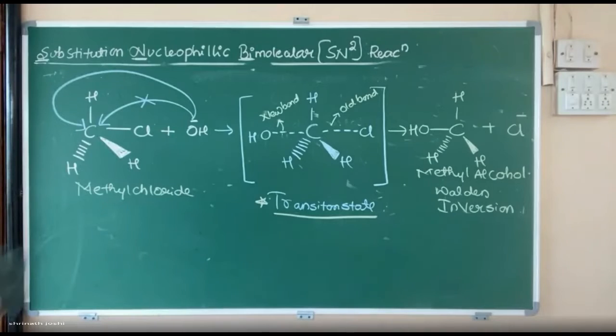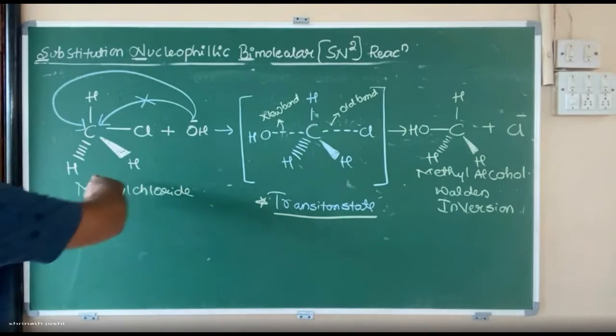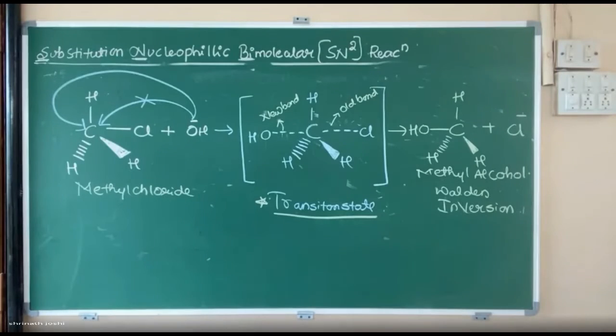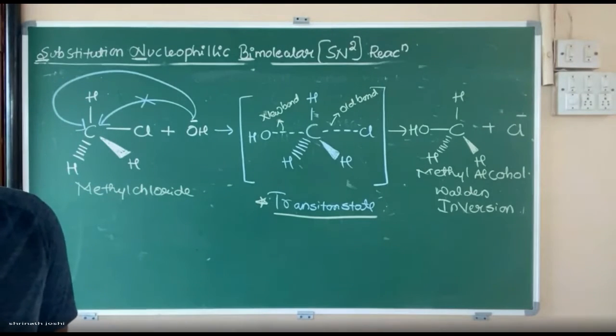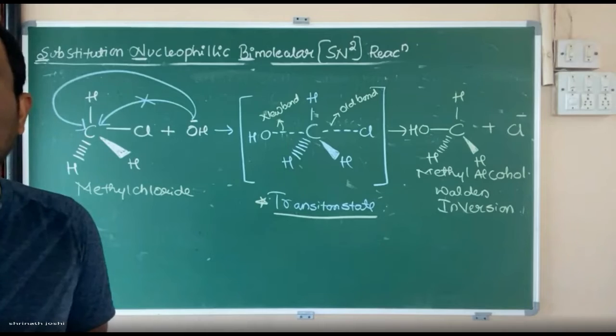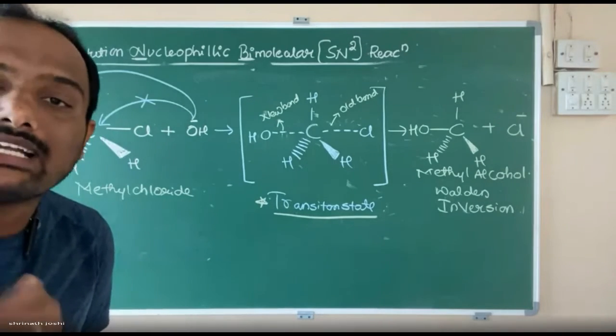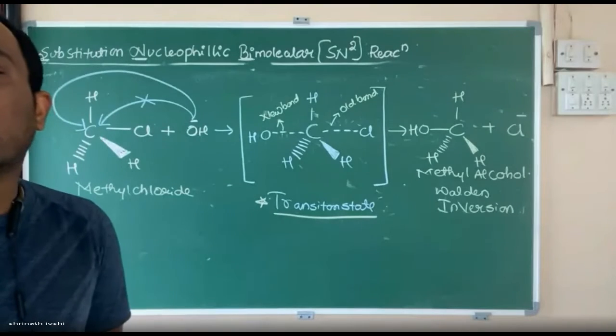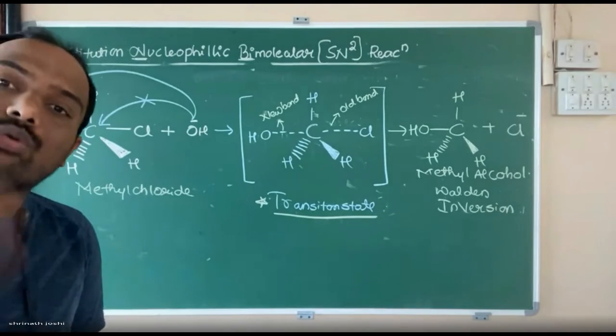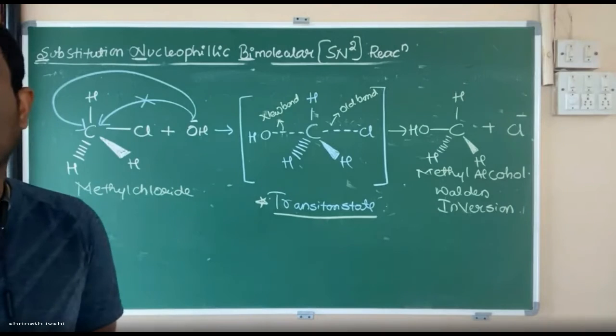Now tell me, here there is only a single step, so which is the rate determining step? This step itself. When only one person is running, imagine there are no two persons running, only one person, then who will decide the rate? That person who is running will decide the rate, whether he runs in 1 day, 2 days, or 10 seconds.